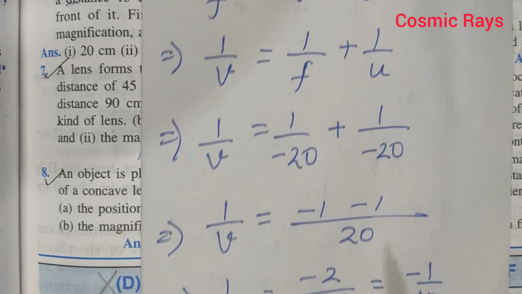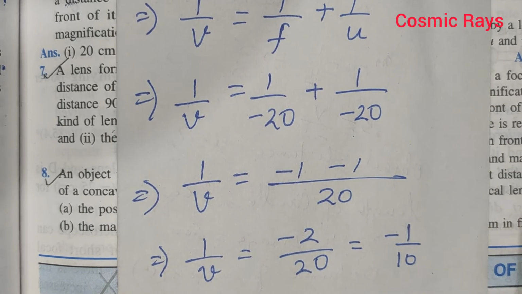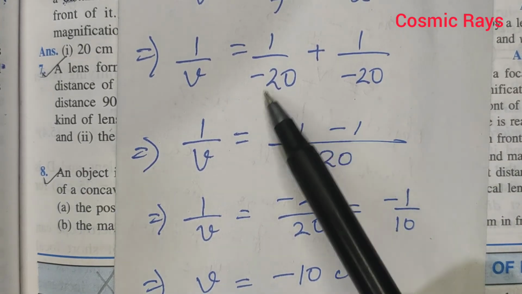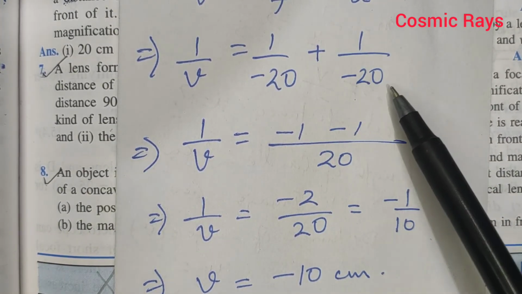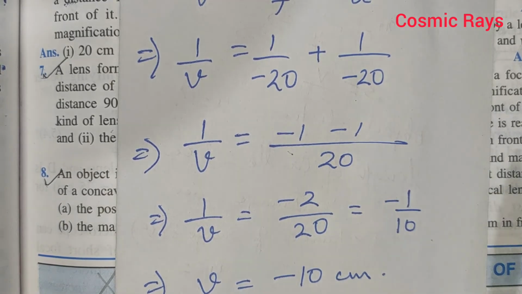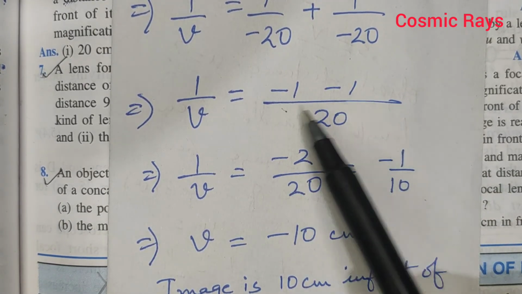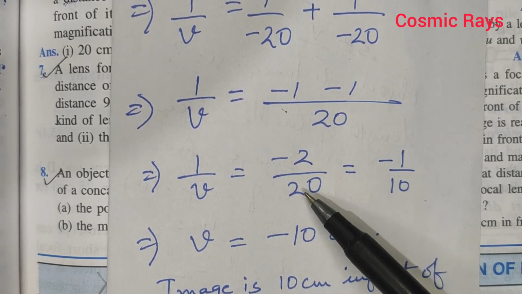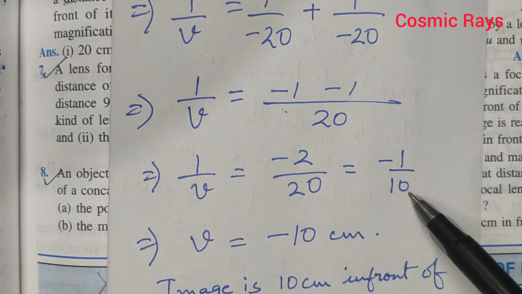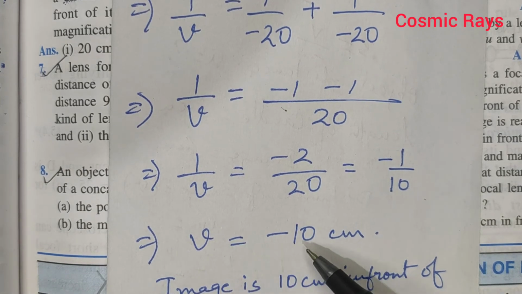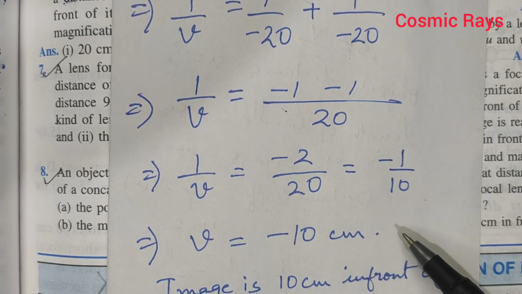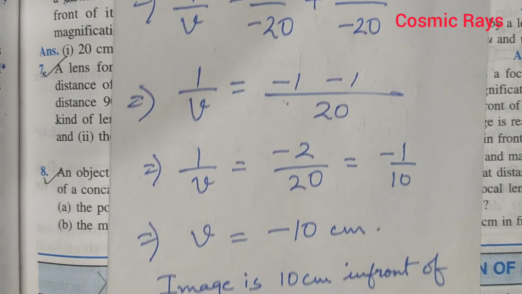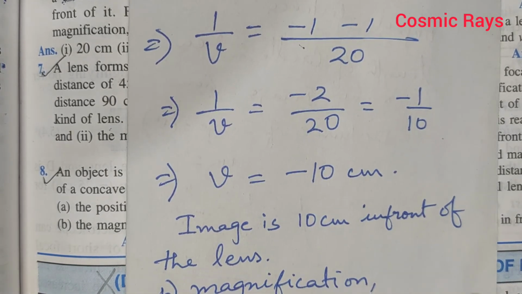Now we substitute the values along with the respective signs. So 1 by minus 20 plus 1 by minus 20. When you simplify, 1 by v is equal to minus 2 upon 20, which is equal to minus 1 by 10. So v is equal to minus 10 centimeter. That is, the image is 10 centimeter in front of the lens.